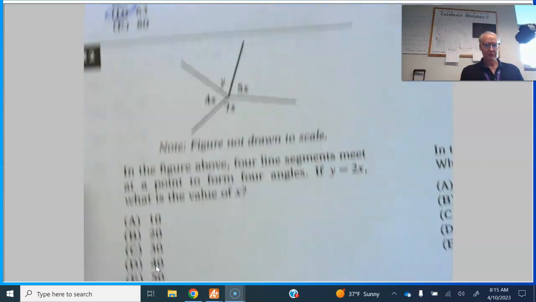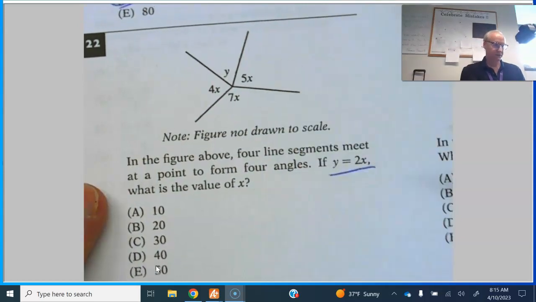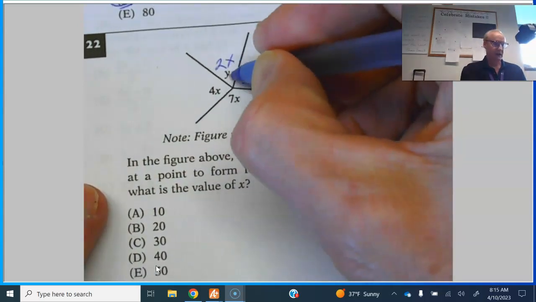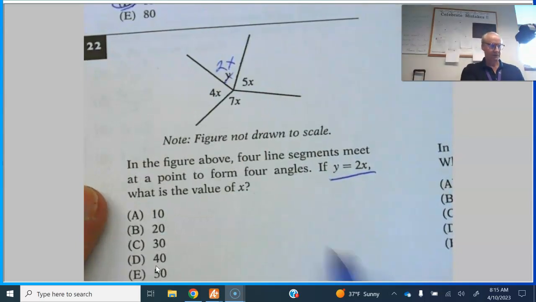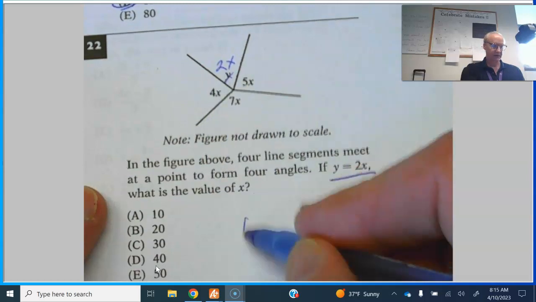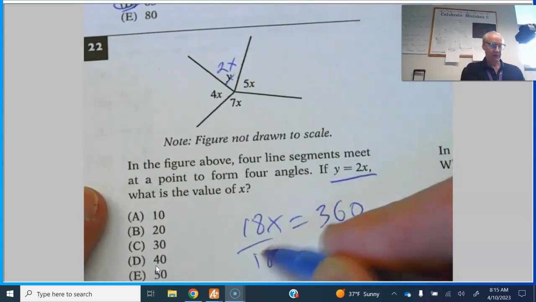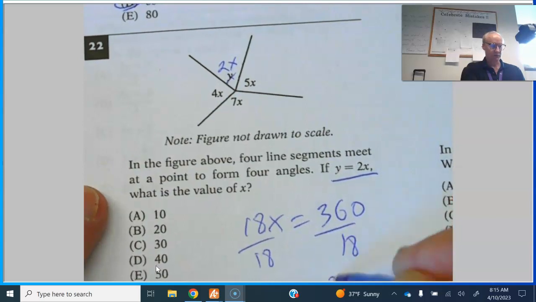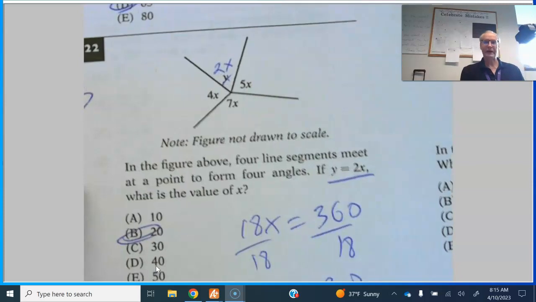Number 22 says figures not drawn to scale, no big deal because y equals 2x. And if we add up all these x's, we get 360 degrees. That is 18x is equal to 360. Divide by 18, and we get x equal to 20. So B, I'm going to assume that that is correct.